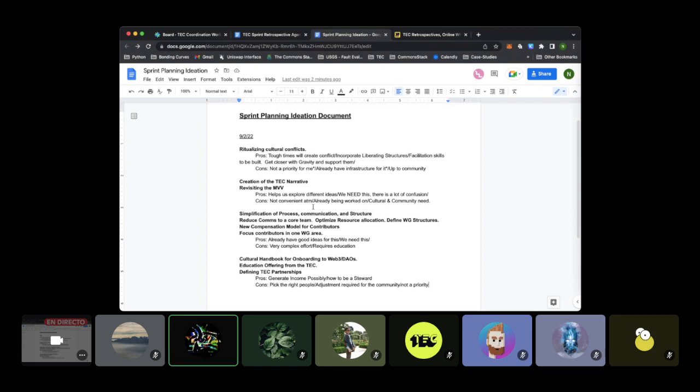Simplification of process and our organizational structure, how we can remain sustainable from that perspective, is highly important. The pros are that we can start to redefine how we work with each other. That's the process we're looking at, as Tui mentioned in comms, how we can have a core team. But the cons: how do we do this and stay permissionless? How do we get contributors and keep them engaged?